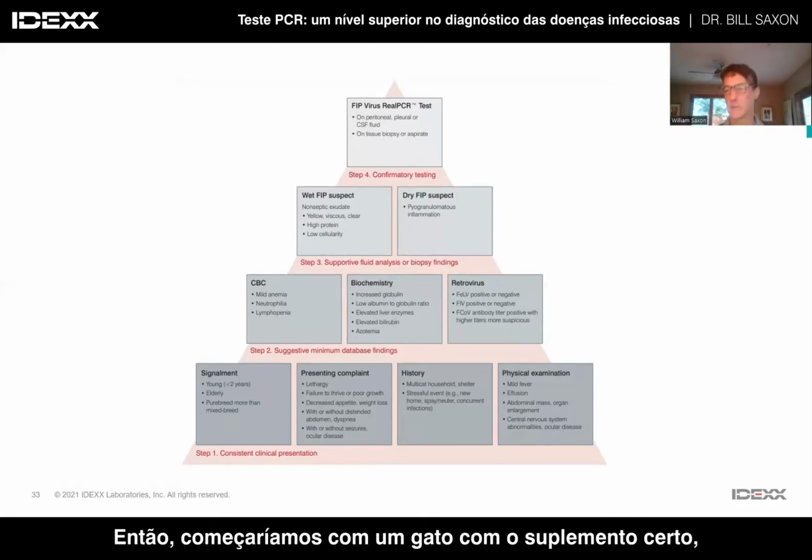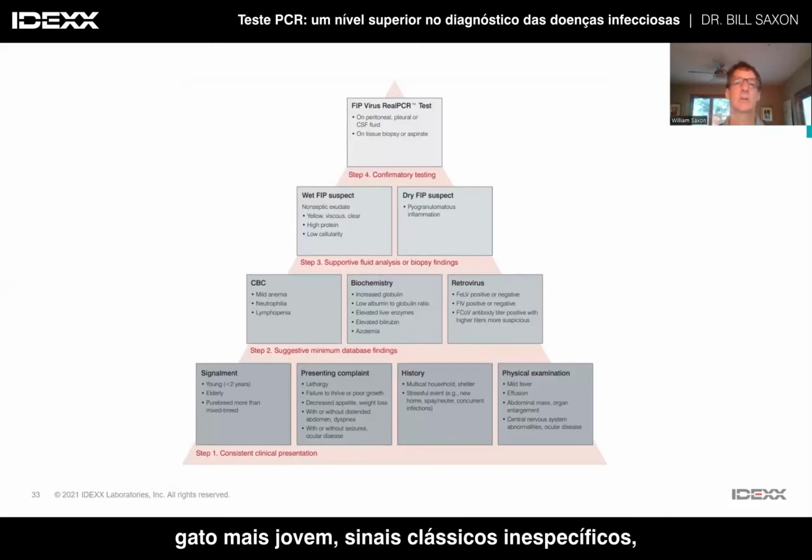Okay, so we would start with a cat that has the right signalment, a younger cat, the classic nonspecific signs, something in our history and physical that makes us think FIP. We start then by evaluating our minimum database. Do we see any kind of changes? Again, nonspecific for FIP, but getting this in the ballpark. Say if we have a low albumin to globulin ratio. So high globulins, low albumin, a ratio of less than 0.9. Some people say 0.8, some people say 0.5, but a decreased albumin to globulin ratio can get us thinking about FIP.